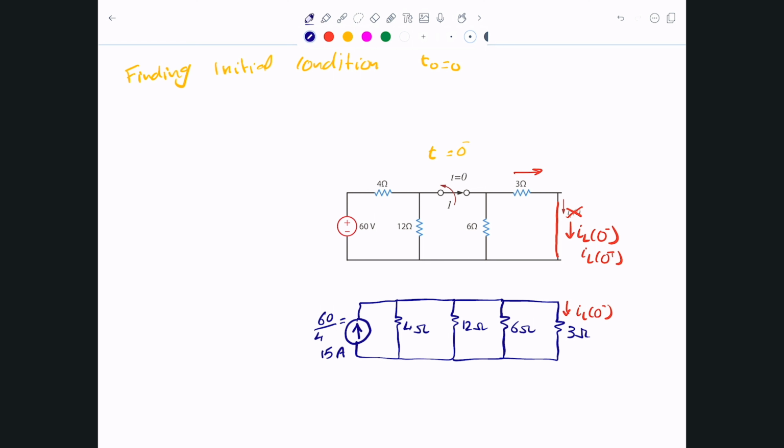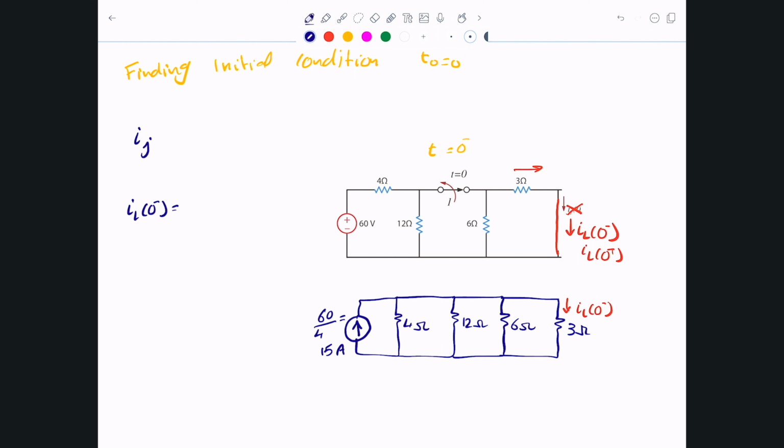All right, so now what we're after is IL of 0. I'm just going to call it 0 minus for now, but you should know that it's the same as 0 plus. So here we have 4 resistors in parallel, and we have a source in here. We can just use current division to find what this current is. Just as a quick reminder, the rule for current division tells me that you need the source, I source in here, let me just call it IS, so that you remember it.